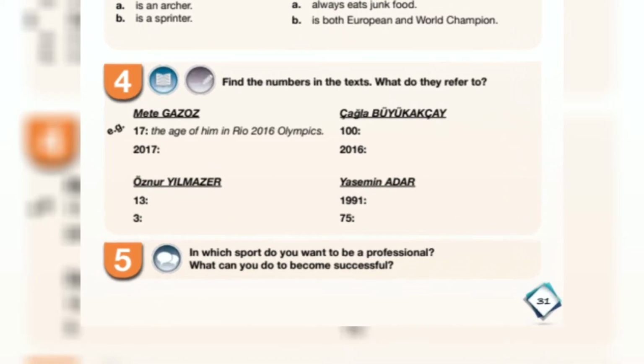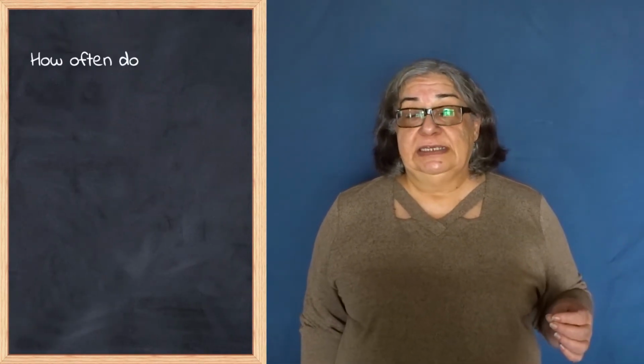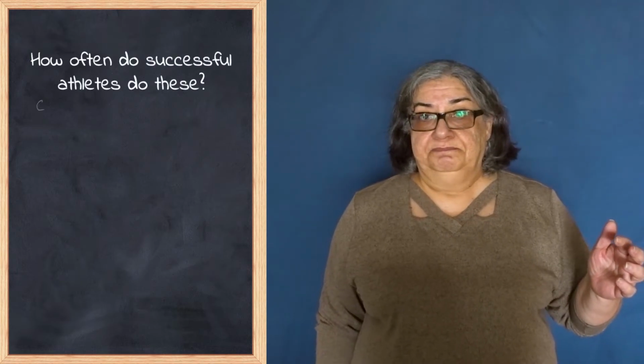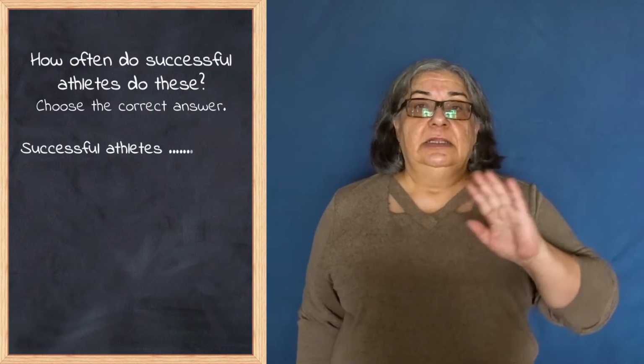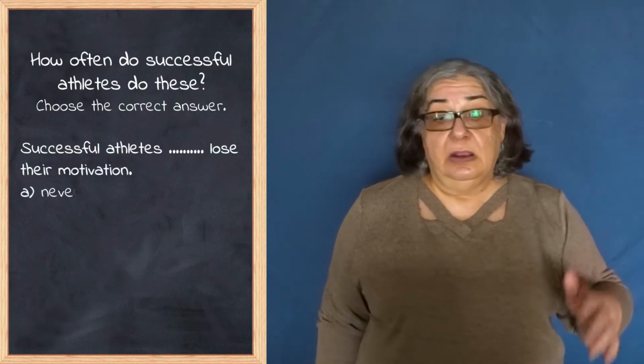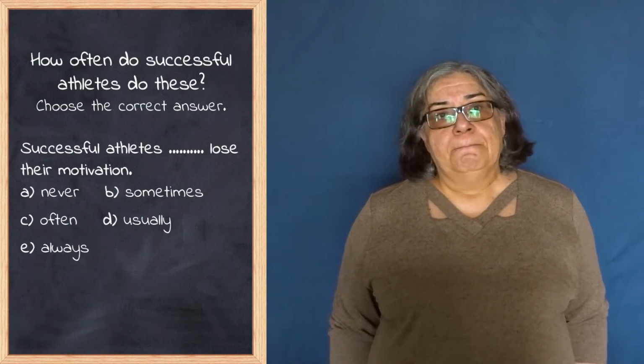Well, I can skip the last activity as it does not cover any outcomes mentioned in the syllabus. Or I may decide to replace it with a fill in the blanks activity where students practice the use of frequency adverbs more. Like maybe, how often do successful athletes do these? Choose the correct answer. Okay, so successful athletes blank lose their motivation. The choices are never, sometimes, often, usually, always.